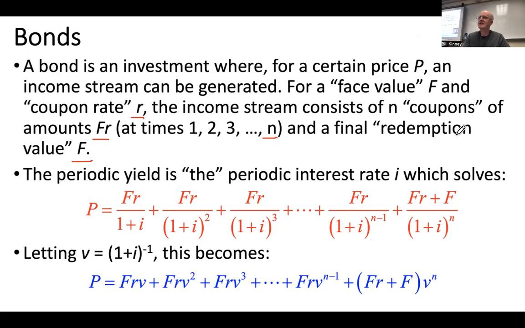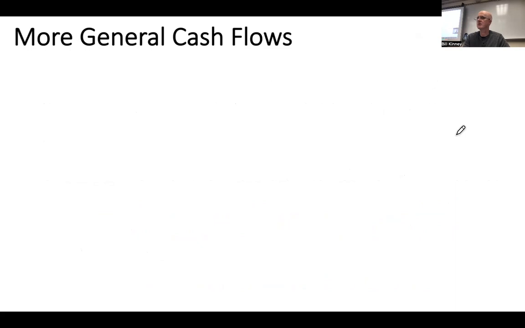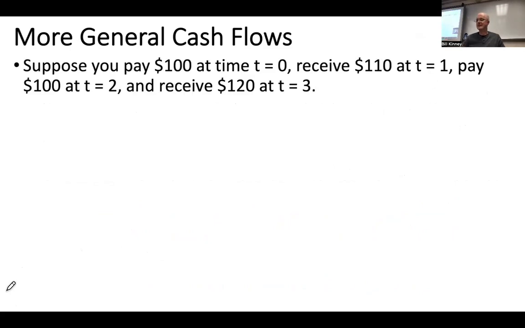We can apply the same kind of ideas to more general cash flows. So this is new. Okay, so let's just make up an example. Suppose you invest, I said pay, invest $100 at time 0. Yeah, I'm saying pay, but think of it as an investment. You receive $110 at time 1, pay another $100 at time 2, and receive $120 at time 3. So this is not a bond anymore. It's some sort of weird investment scheme.